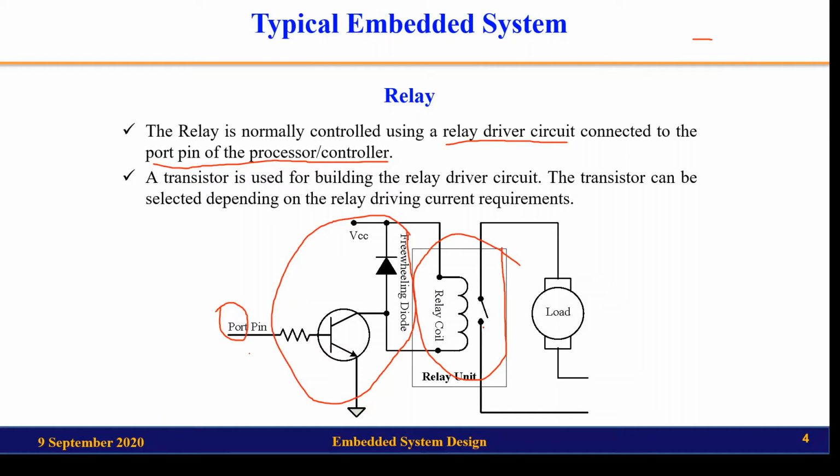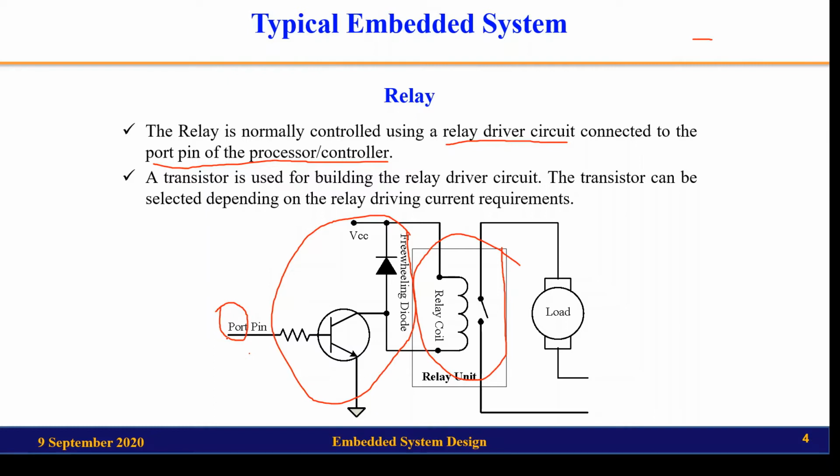That means the port pin voltage may not be sufficient to make the switch on or off. So in those cases, it needs to be driven by some circuit, and that circuit is called a relay driver circuit. And this in turn can turn the relay switch on or off, and based on that the connected load will be on or off.